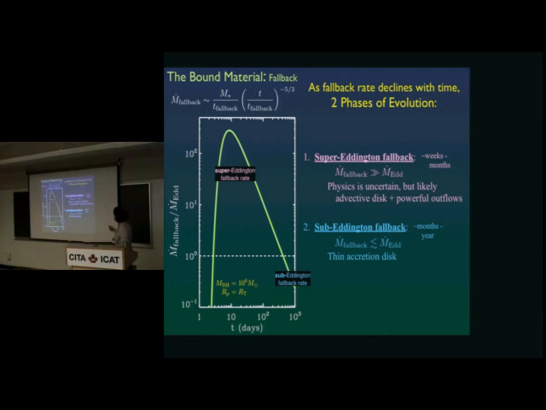As the fallback rate declines with time, the observable properties go through two different phases of evolution. While the fallback rate is super-Eddington, the physics is uncertain, but there's likely to be an advective accretion disk accompanied by powerful outflows. And then once the fallback rate becomes sub-Eddington, the gas accretes through a thin accretion disk. Now, based on these considerations, several observational searches for tidal disruption events have been conducted already. And so far, they've mostly been focusing on the emission from this accretion disk.